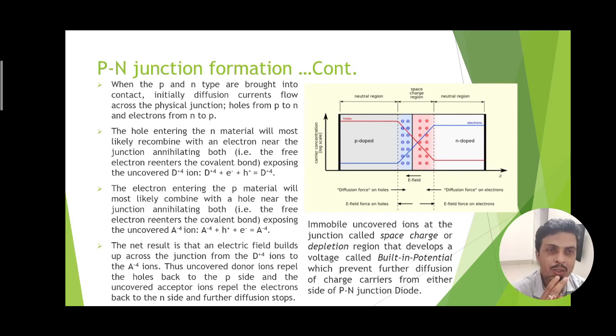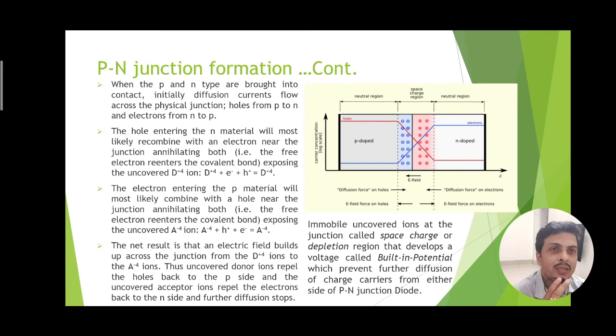Now in this figure, it is clearly showing the middle portion, in which the blue acceptor ions and the red donor ions are gathering at the junction of the P-type and N-type semiconductor under the PN junction diode. So they are making the space charge region, which is blocking the further flow of electrons from N side to P side and holes from P side to N side.